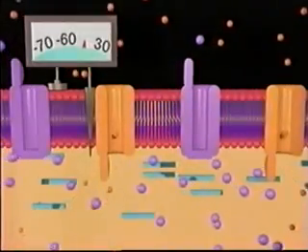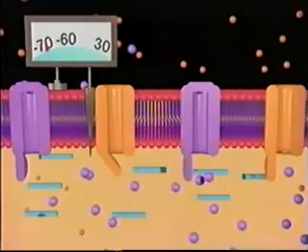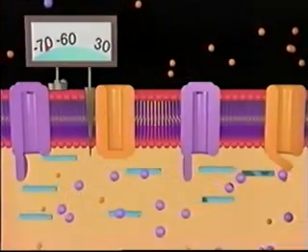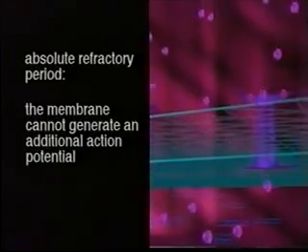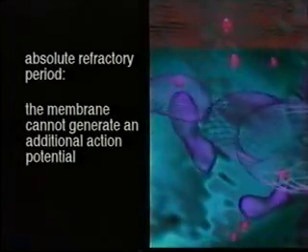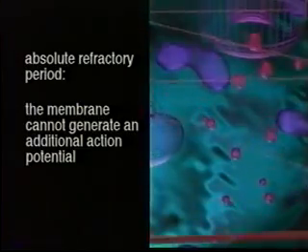As these positively charged potassium ions leave the cell, the transmembrane potential returns toward resting levels. The potassium channels begin to close when the resting potential is reached, and finish closing shortly thereafter. During the absolute refractory period, the membrane cannot generate an additional action potential no matter how strong the stimulus is.